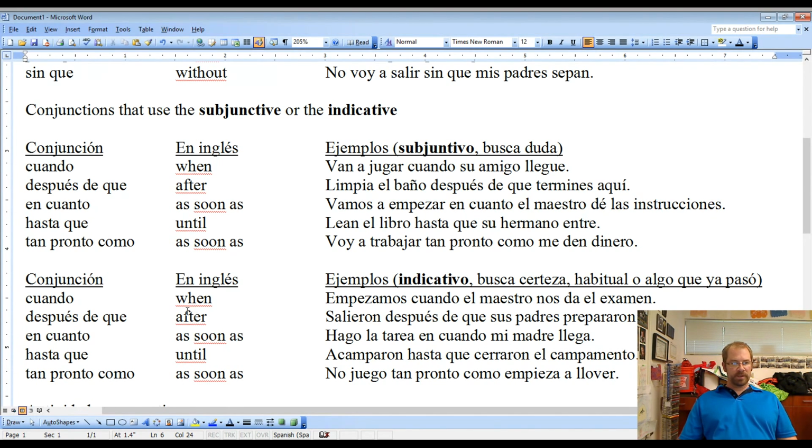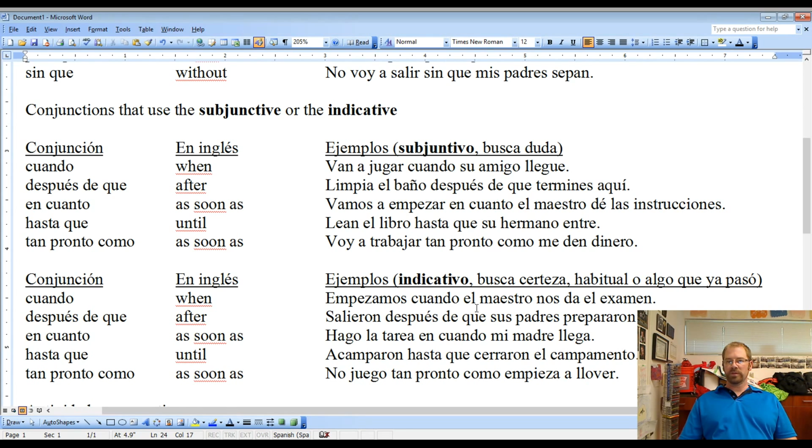Okay, so I have the exact same conjunctions in the same order, but in these sentences you'll find that the verbs are all going to be in the indicative, or just not the subjunctive. And you're going to see that the verb will be in the present tense or in the preterite, and I'll point out to you how you know it's easier with the preterite ones. So what you're going to look for in these ones is certeza, certainty, a habitual thing, or something that already happened.